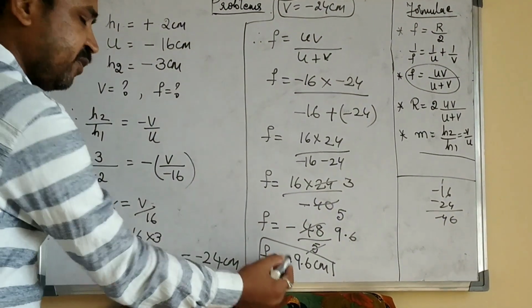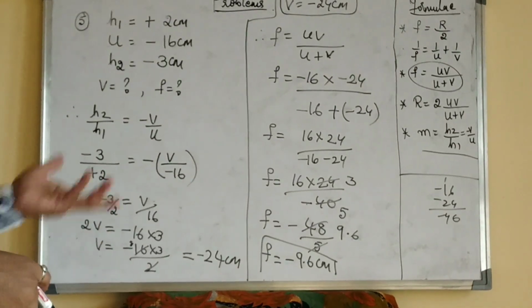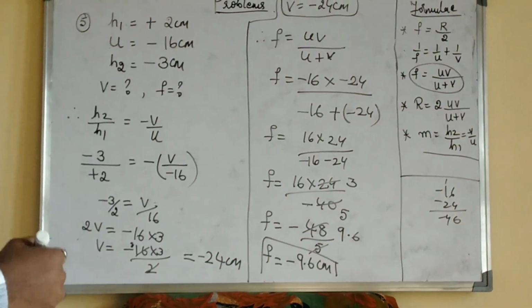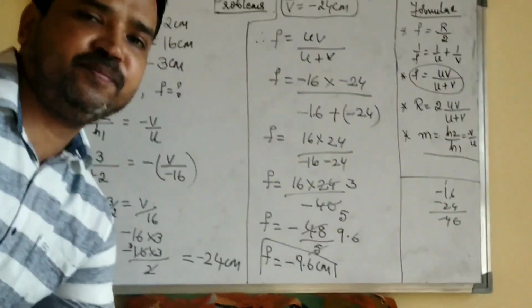So what is this negative sign? Indicates that we are taking measurement from the pole of the mirror. So what type of mirror is this? Concave mirror. What is the nature of the image? Real and inverted. Thank you.